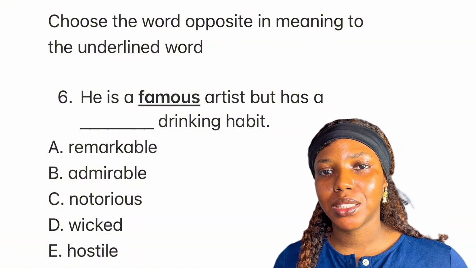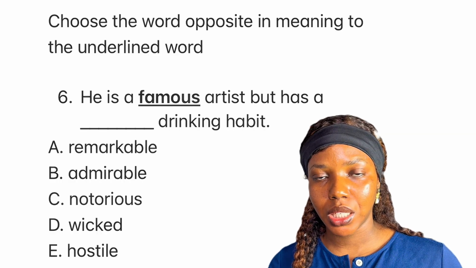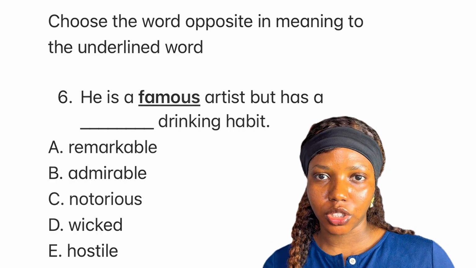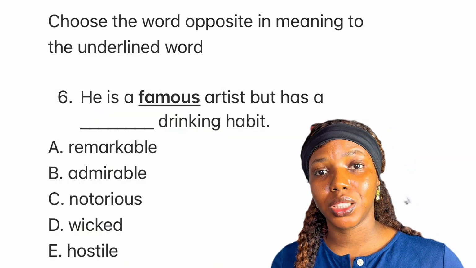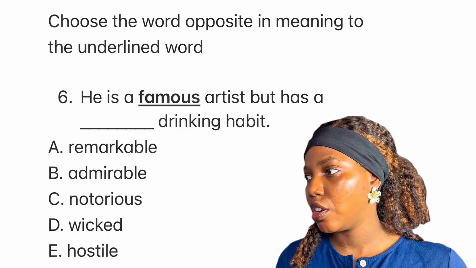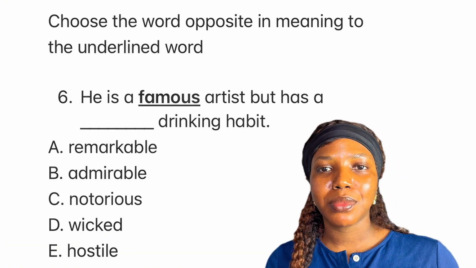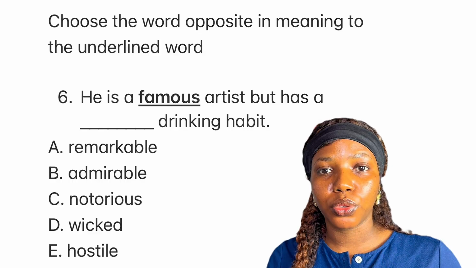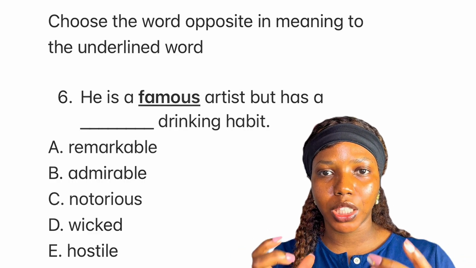Right? Famous artist is a good or positive thing. It has a positive meaning. It has to do with a good reputation, right? So we can easily eliminate option A and B because these are also positive words. They have positive meaning, right? So we are left with C, D, and E. Now, to be famous means to be well known for a good thing. And like I said, it is in the context of a good reputation.